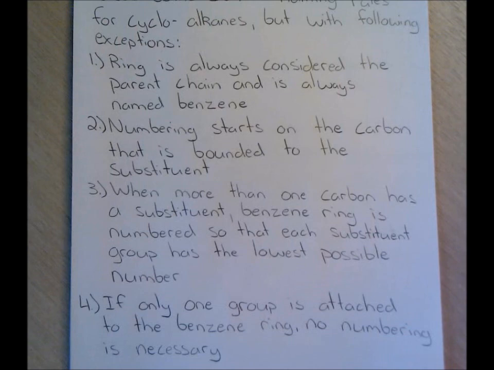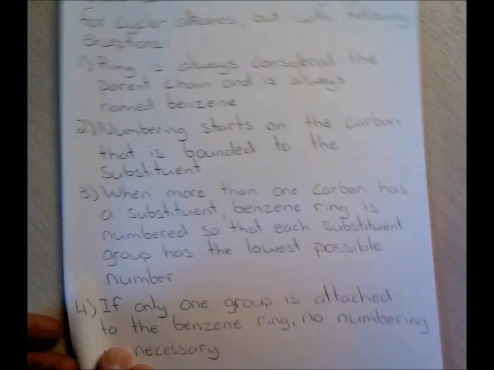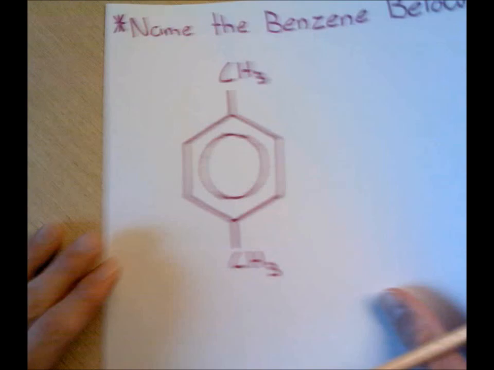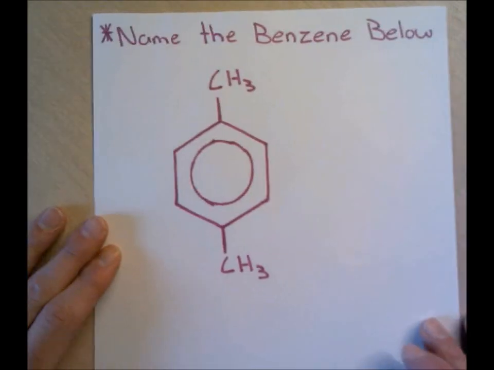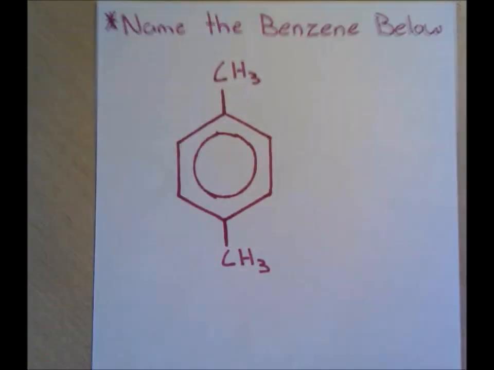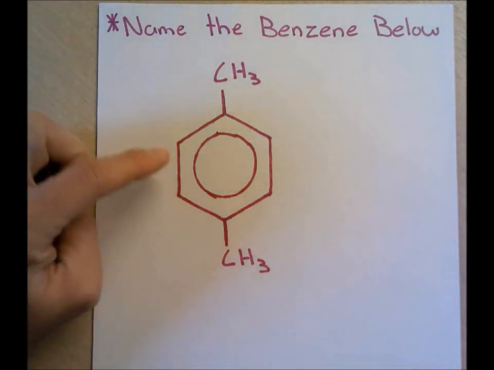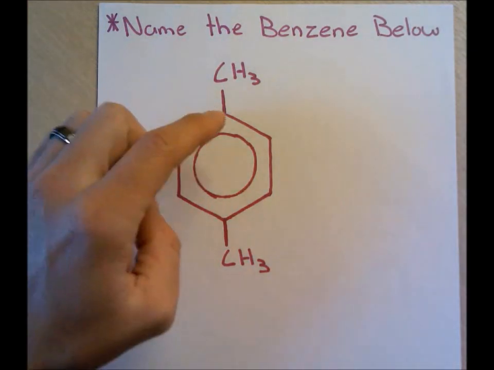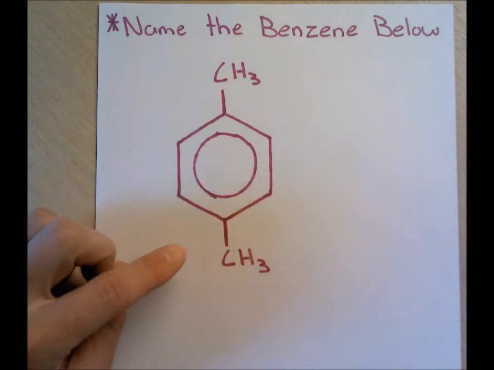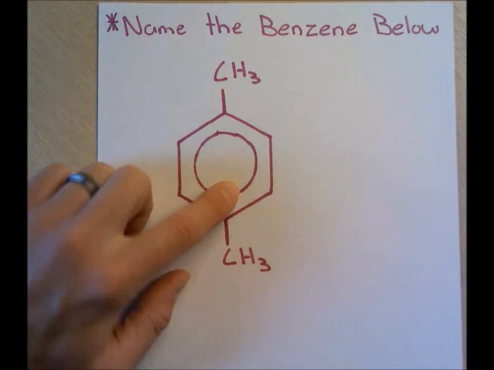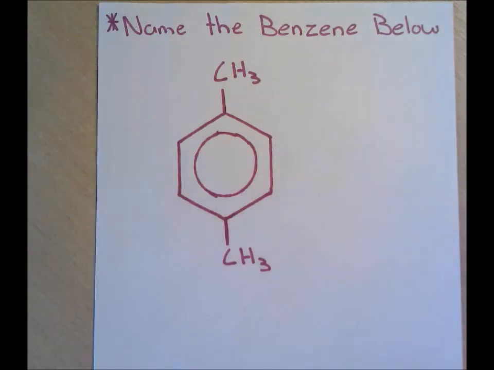So we can name that benzene ring. What we have here in our example is this structure right here. Now, a big indication that we have a benzene ring is this: we have a 6-sided ring structure, and then we also have that circle which represents those delocalized double bonds.